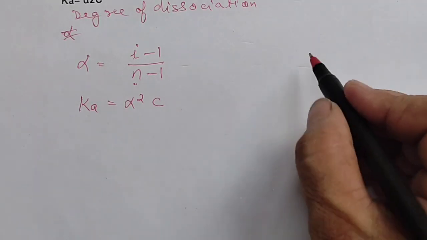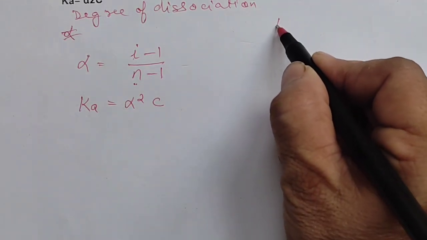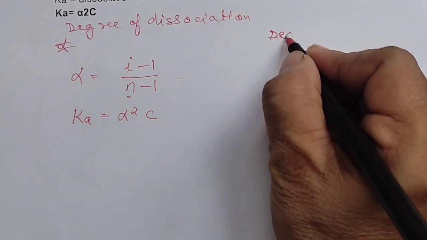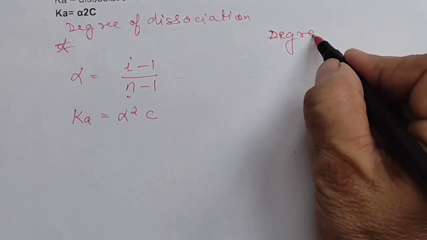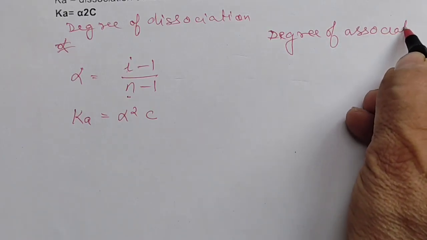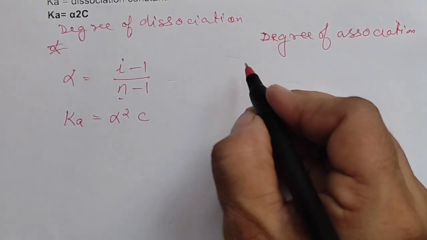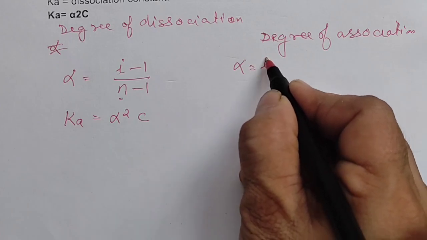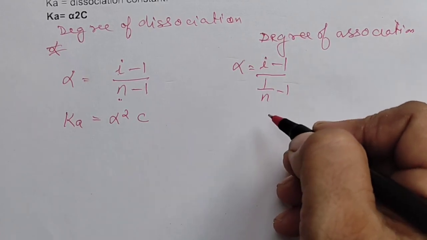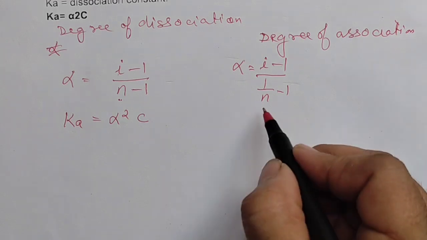Okay, and in case it is talking about the degree of association, then you will have that formula alpha is equal to i minus 1 by 1 by n minus 1, because it is decreasing. n is the number of particles, i is the Van't Hoff factor.